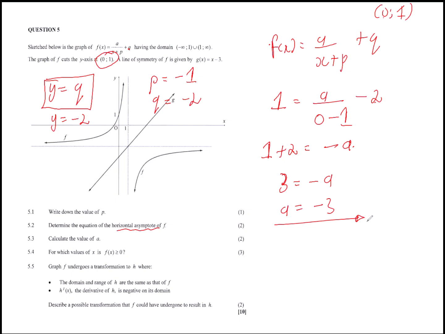Okay, so there we go. Right. Now 5.4. So this was 5.3. 5.4 says, for which value of x is f of x greater or equal to 0?